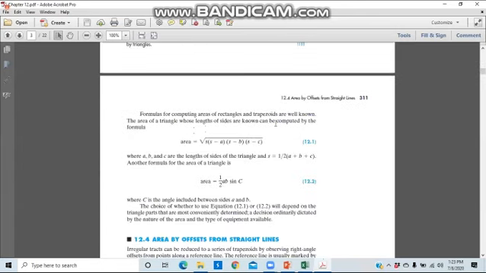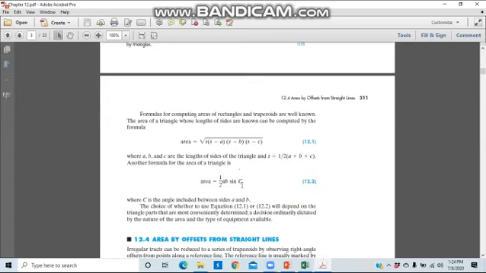Formulas for computing the area of rectangles and trapezoids are well known. We have seen them in the previous slide on PowerPoint. The area of a triangle whose lengths of the sides are known can be computed by this formula. S is 1 by 2 (a plus b plus c), where A, B, C are the lengths of the sides of the triangle, and then you will use S to calculate the area.